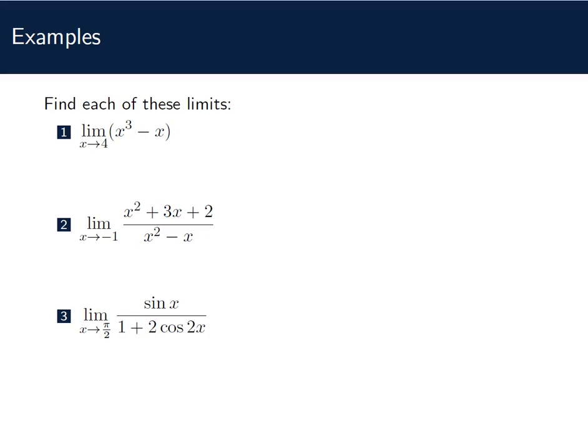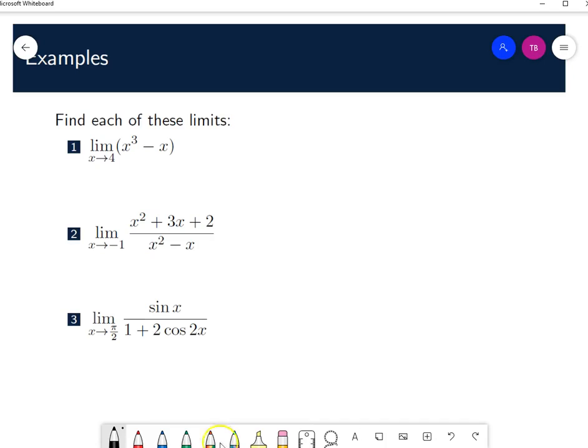Here's 3 examples. So let's take a look at them. Find each of those limits. So the first one is find the limit as x goes to 4 of x cubed minus x. And that will be equal to, I'm just going to plug 4 in. It's a polynomial. To plug into a polynomial, that's going to be 4 cubed minus 4. And 4 cubed is 64 minus 4, 60. That limit must be 60.